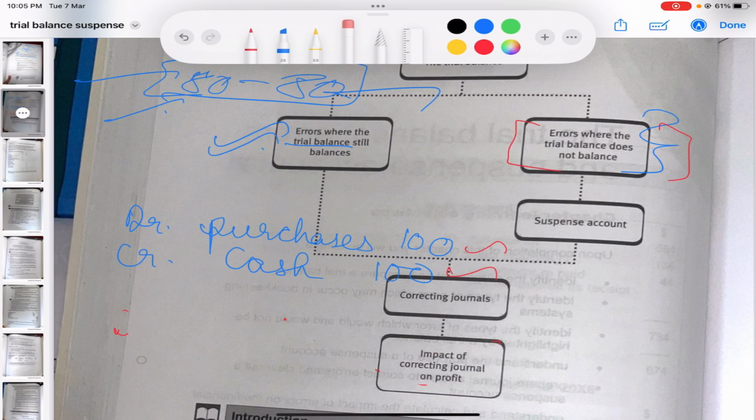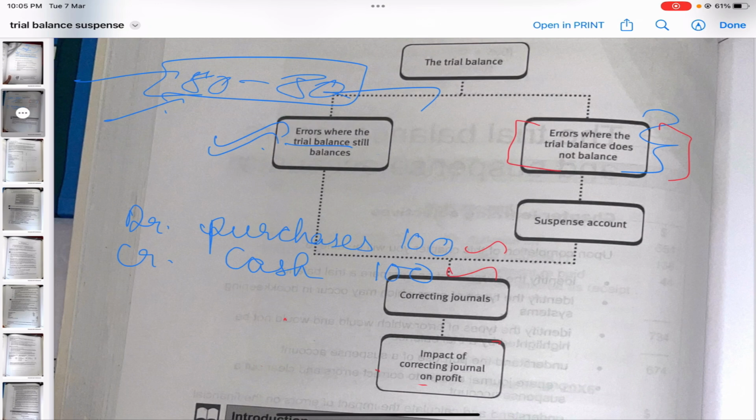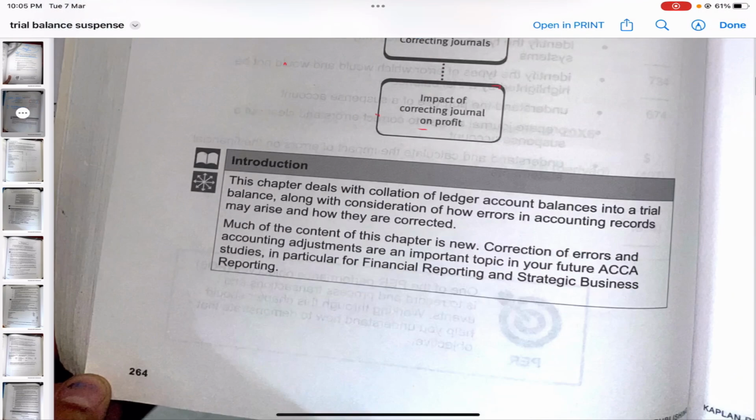Either way, what are we supposed to do? How do we solve these kinds of questions? We have to make a journal entry. So we need to make correcting journals either way.